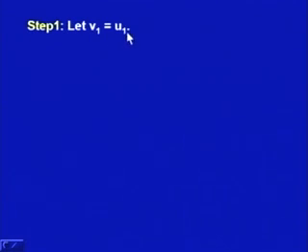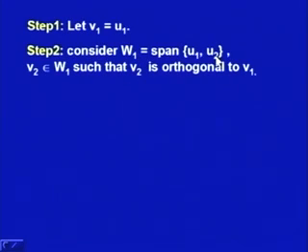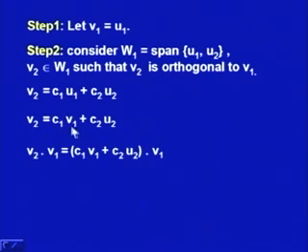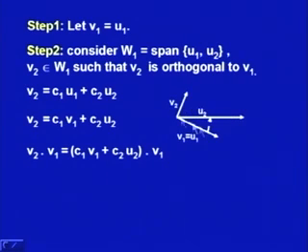Step 1 is we consider any vector u1 from the set S, and let us call this vector v1. In the second step, we consider another vector u2 from the set S and consider the span of these two vectors, and let us call that span W1. Now, we consider a vector v2 in the span W1 such that v2 is orthogonal to v1. Then v2 is a linear combination c1 u1 plus c2 u2, and u1 is nothing but v1. So, v2 is equal to c1 v1 plus c2 u2. Then we take the inner product with v1 and require that the inner product of v2 and v1 comes out to be 0. This equation is solved by equating it to 0.